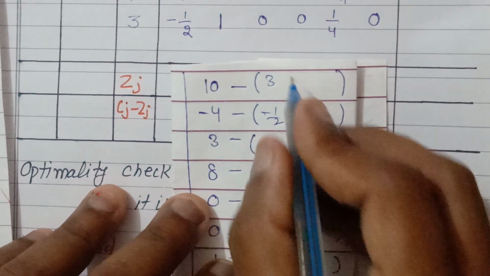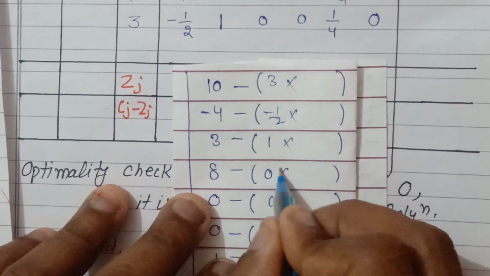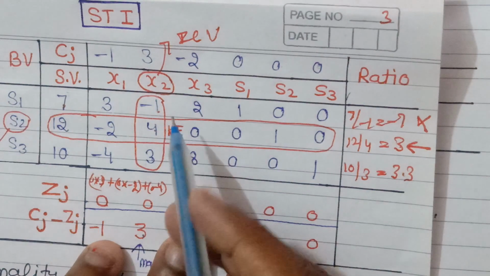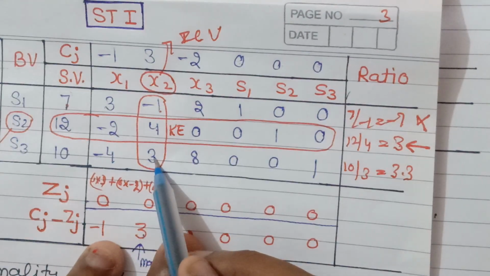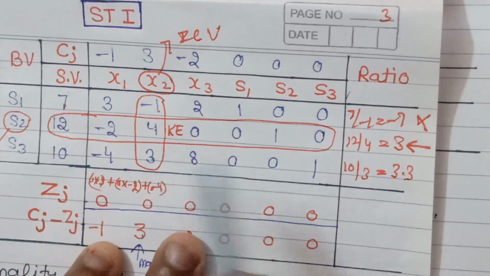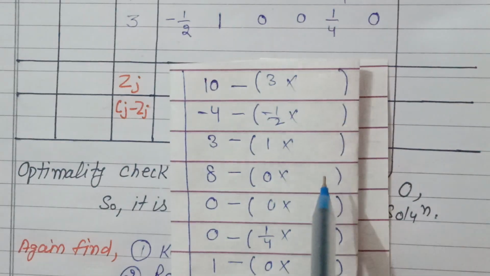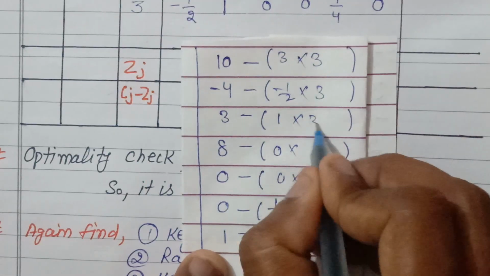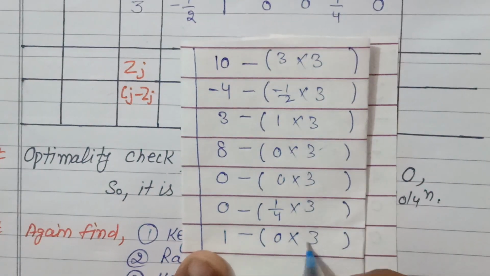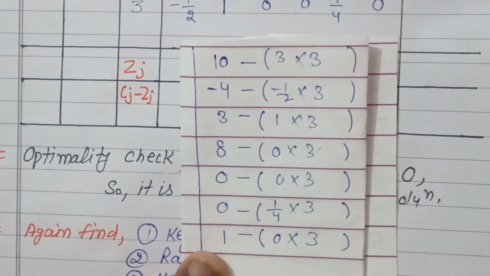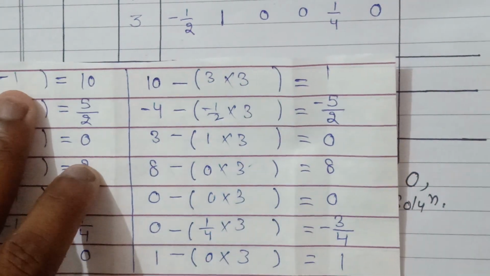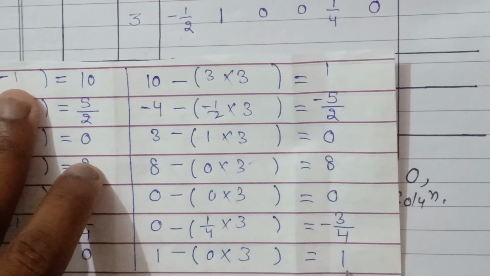Again we have to multiply these values with the element which has to be made 0. So here in this simplex table 1, this 3 has to be converted to 0. So let us multiply all these values with that element, that is with 3, and then we have to close this bracket. When you solve these equations you will have these values for this row.